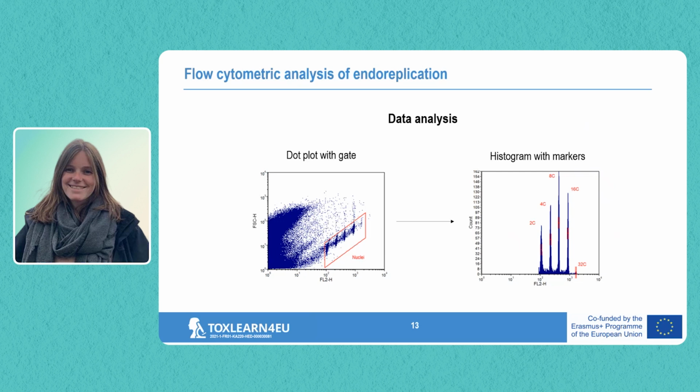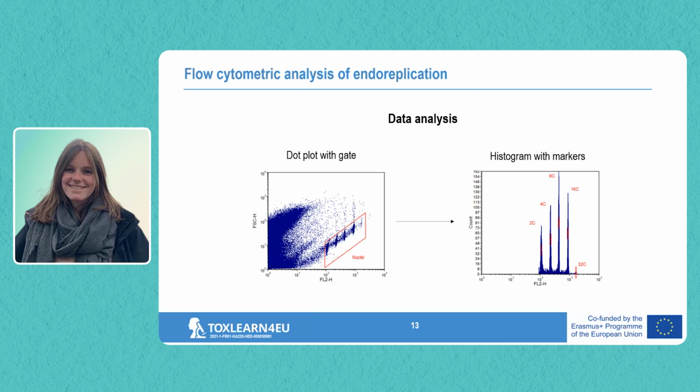And then here in this histogram, again, on the x-axis, we have the fluorescence intensity of propidium iodide, so the same as in the left graph. But now on the y-axis, we have the count, so the number of particles, in this case nuclei, corresponding to each of these fluorescence intensities. And what you will see then is that you get 5 nice peaks. The first one corresponds to cells which haven't undergone endoreplication, so they have a DNA content of 2C. The next one are 4C cells, then we have 8C, 16C, and 32C.